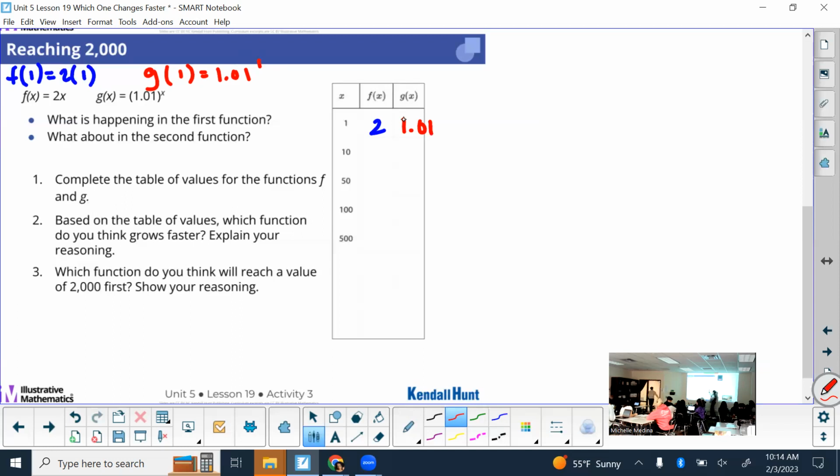For up to 500, I think it's fine. So plug in these x's. You should see that even though this one starts out bigger, the exponential function will eventually grow at a faster rate, right? So f of x is linear. If you didn't notice, it's y equals mx plus b, so it's multiplication. This one here is exponential, so y equals a times b to the x. So just fill that out.